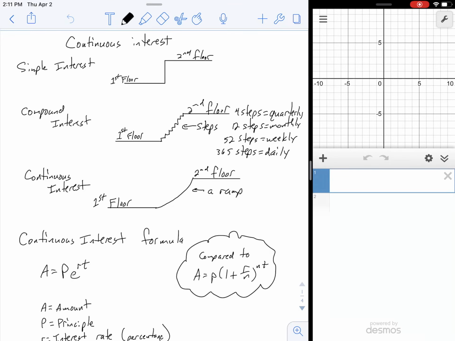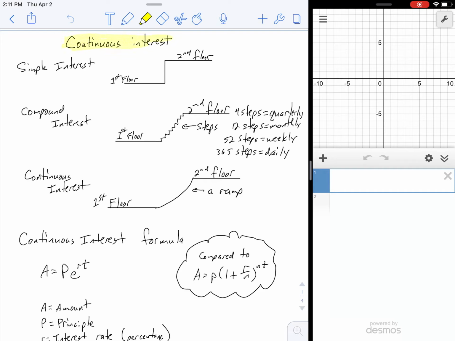Okay, so this will be our last algebra lesson for the week. I want to talk about a little bit of what we did a couple of days ago, and then it'll tie in with the video that you watched yesterday. So the topic is called continuous interest.